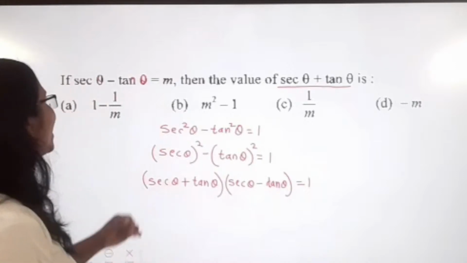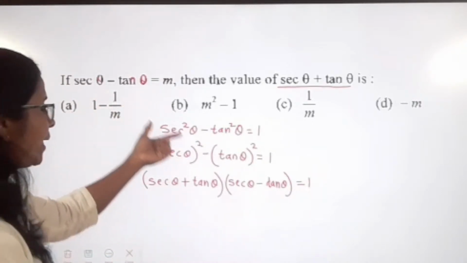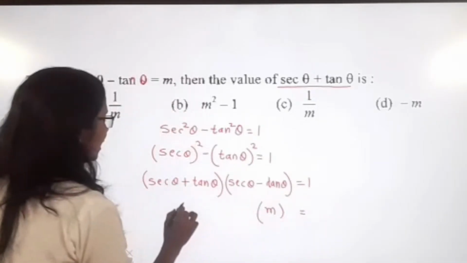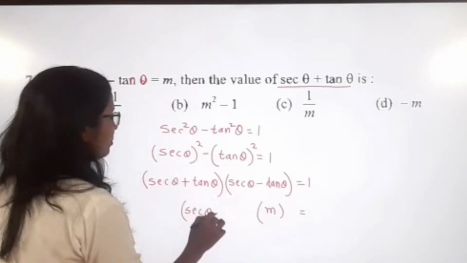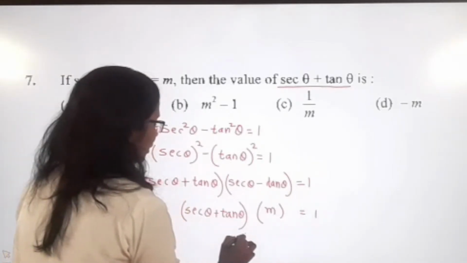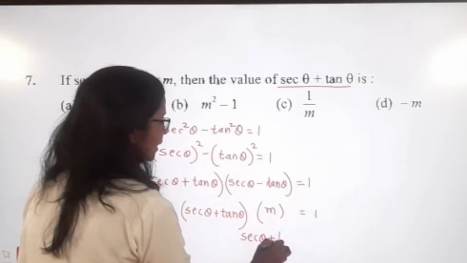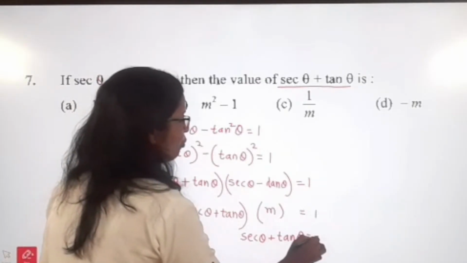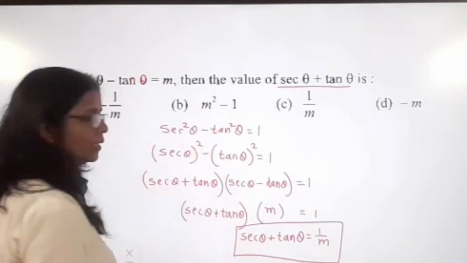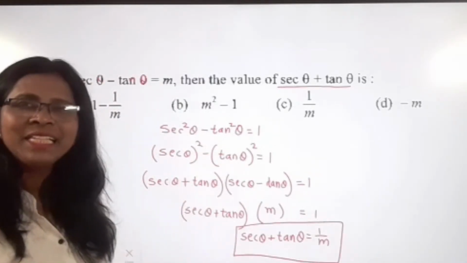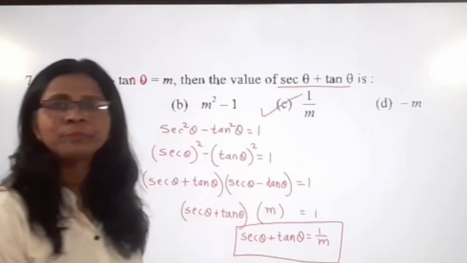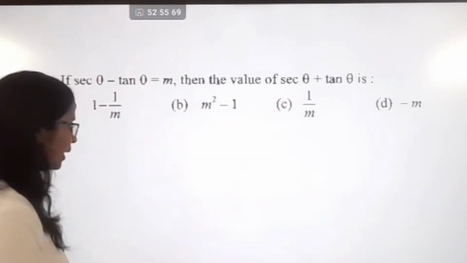So now here we have the value of sec theta minus tan theta, and that is equal to m. Okay, so that means in the bracket sec theta plus tan theta multiplied by m is equal to 1. So sec theta plus tan theta is equal to 1 upon m. This one, students. Okay, so 1 upon m is the final answer. So here which option? The option is C, 1 upon m. Okay, then next one, student.